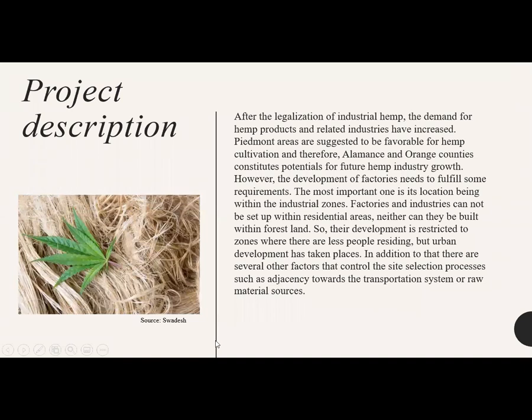In 2018, the Farm Bill legalized the production and use of industrial hemp. This has resulted in a surge of demand and interest in hemp cultivation and hemp industries. This project wants to find suitable sites for developing a medium to small category hemp yarn manufacturing factory in North Carolina, which will be using local raw materials.